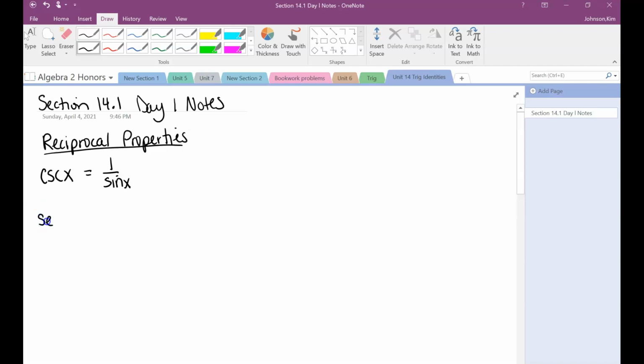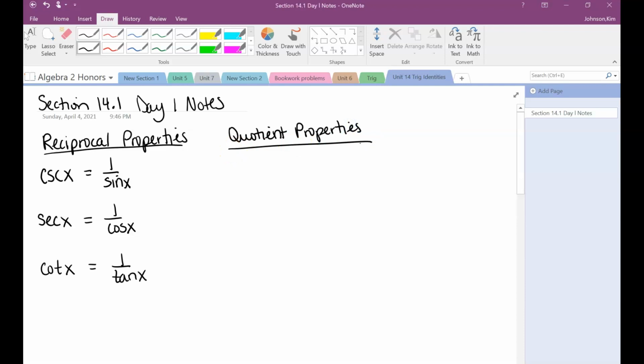We have secant of x is equal to 1 over cosine of x. And then we have cotangent of x is equal to 1 over tangent of x. Those are ones that we've seen already when we were trying to evaluate these trig functions using the unit circle. Make sure, if you haven't written these down formally somewhere, that you do. Some properties that might not be so familiar, that we haven't fully discussed in detail, are quotient properties.